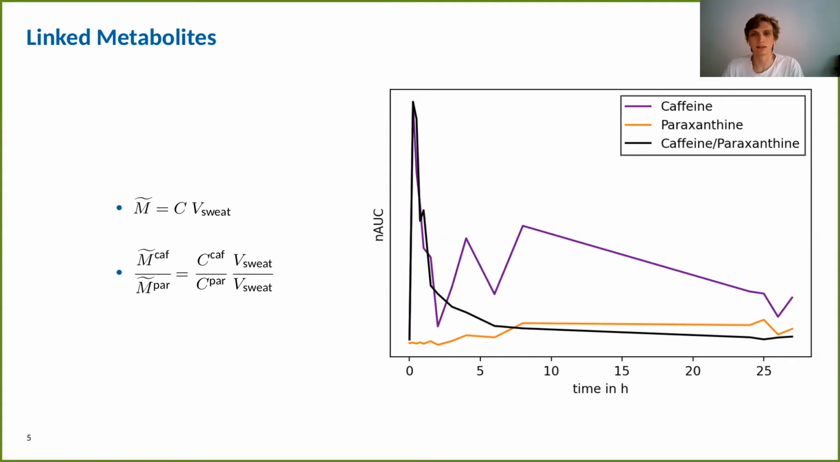And this is actually clearly visible in this plot here, where again, you have this quite nasty looking raw time concentration of caffeine and paraxanthine, but as soon as you divide them, you get a really smooth line, a black line.